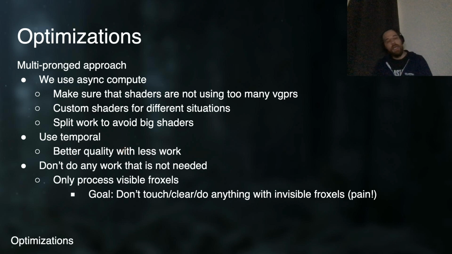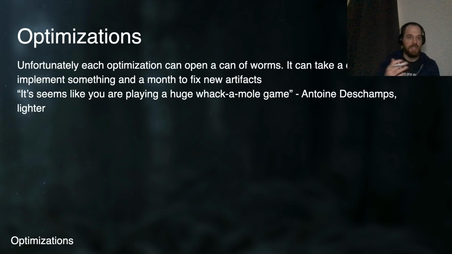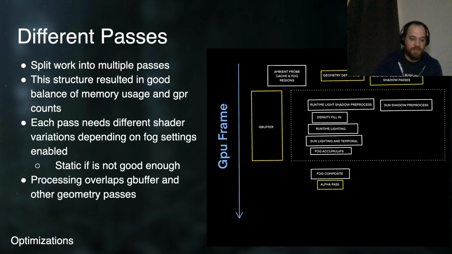We use temporal. And the other thing is, of course, in our case, we didn't want to do any work that is not needed. And that is the one that is very important to talk about. Only processing visible Froxels, because that's a big change. Every optimization is a can of worms. Antoine, our lighter, once told me that it seems like you're playing a huge game of whack-a-mole, because anytime you do something, something else breaks.